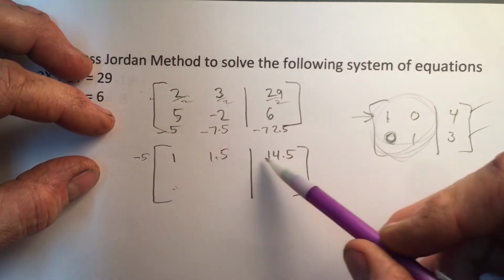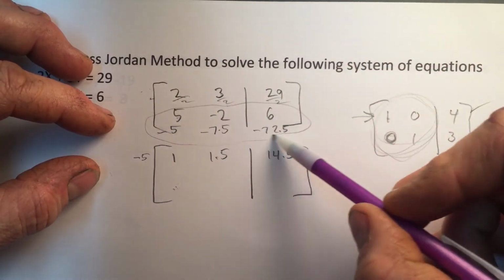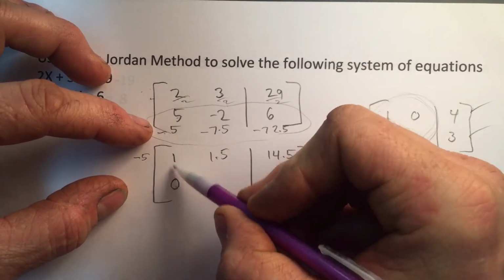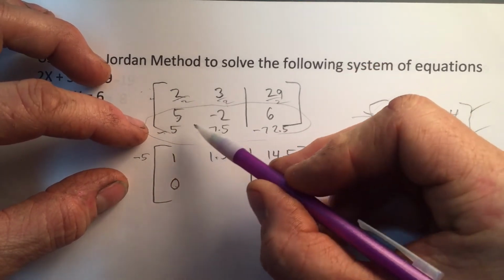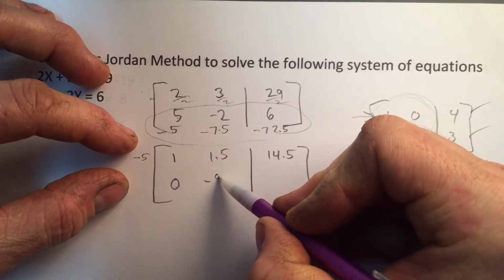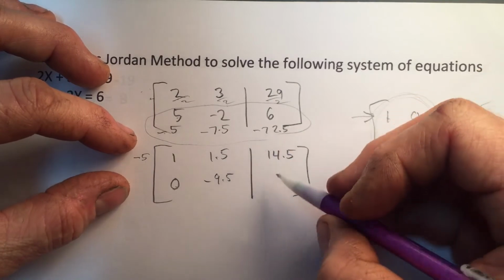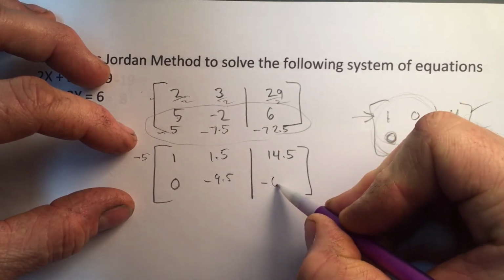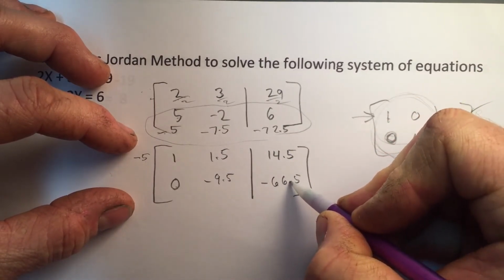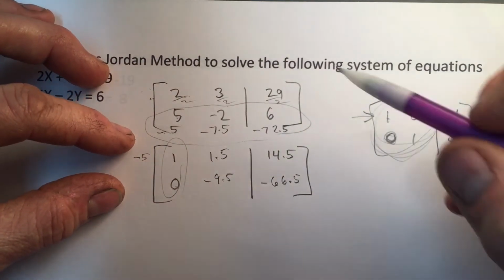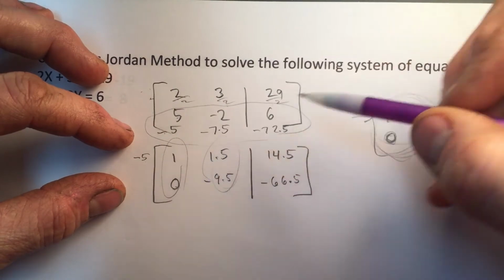So I did negative 5 times this row. Now I'll add these two together, which 5 plus negative 5 is 0, and that's what I want. Now negative 2 plus negative 7.5 is negative 9.5. And then 6 plus negative 72.5 is negative 66.5. And there you go. My first column looks great. That's what I want. So now I can shift to this second column.